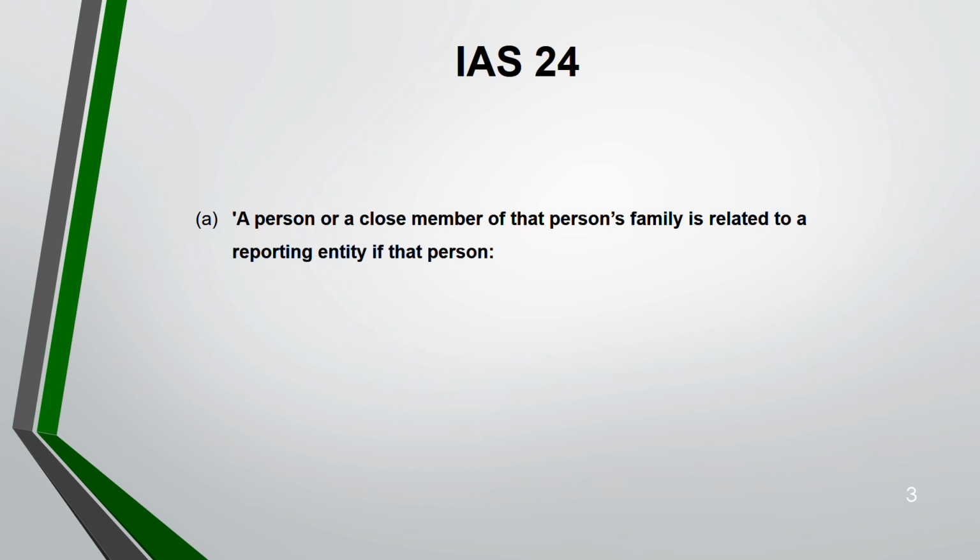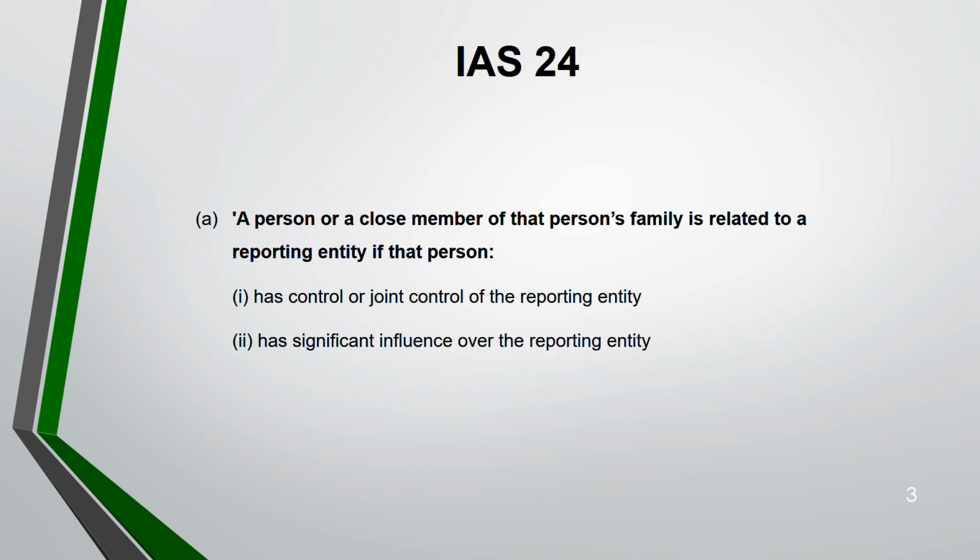And in your exam you could be asked any of the scenario, so you have to know this total list of who is related and who is not, because if you are not able to identify who is related or not, you will not be able to apply IAS 24. So a person or a close member of that person's family is related to a reporting entity if that person has control or joint control of the reporting entity. Control means you are having more than 50%. Okay, joint control means when 2 or 3 people are having a unanimous consent before making a decision. That is for joint venture and joint control.